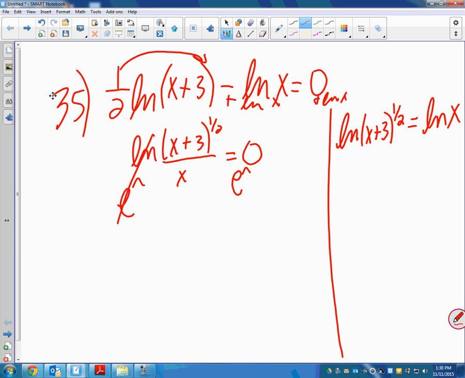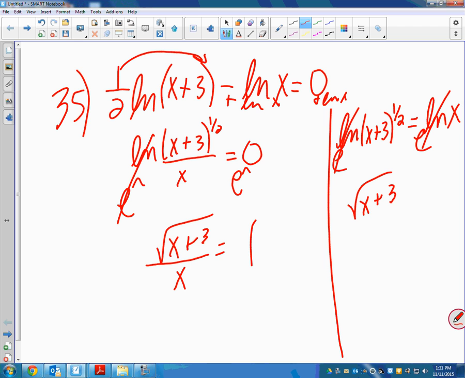So this cancels out, and I'm going to write that as the square root of x plus 3 over x, and what's e to the 0? Over here, if I e both sides, both of those ln's cancel out, and I get the square root of x plus 3 equals x. They don't look exactly the same, but they're almost the same, right? I mean, they're equivalent. Because what could I do to this side to make it like this? Just multiply by x. So you should end up with this at some point.